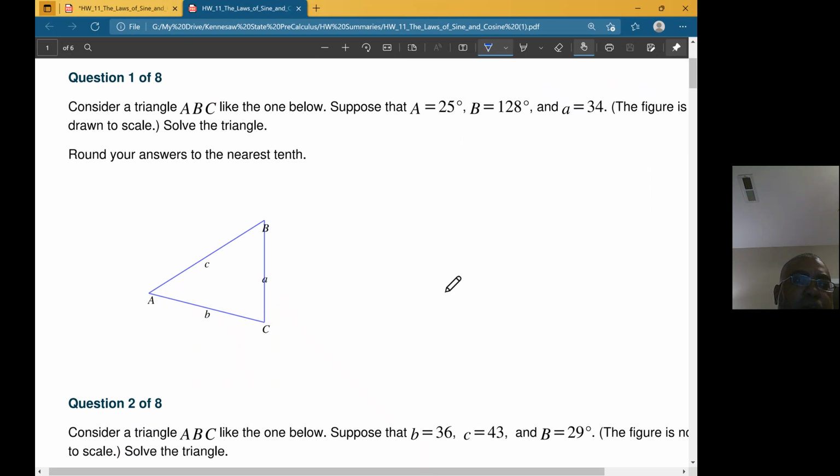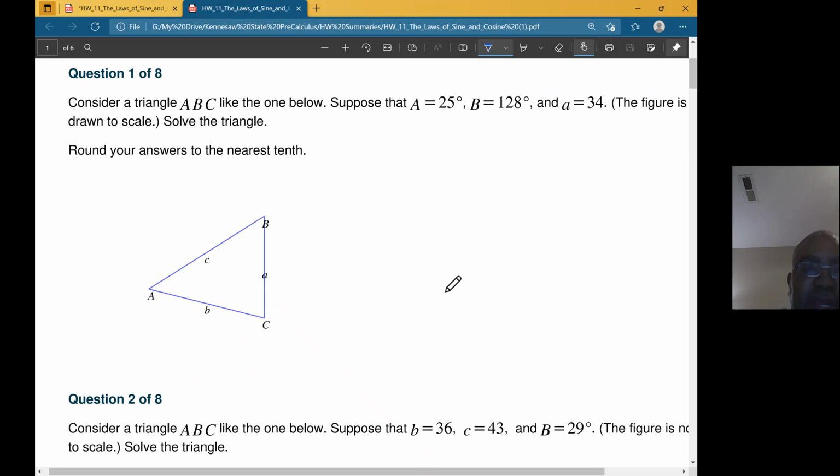So, here are practice problems that we go over weekly, so that it can help you along with your work. A big note of all these problems is that the figure is not drawn to scale, so don't let that throw you off. Just follow the formulas. So here we go. Consider a triangle ABC like the one below. Suppose that A is equal to 25.